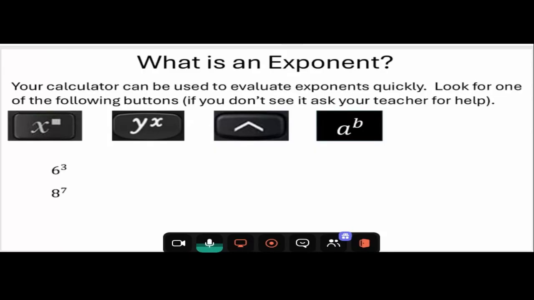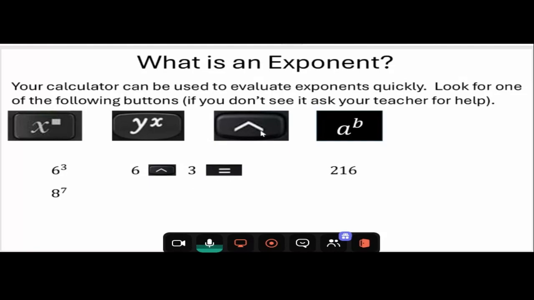So if we want to evaluate 6 to the power of 3, or 6 cubed, as we also say, then you type the 6, hit the power button, whichever one of those it is on your calculator, then the 3, then the equals button, and it should give you 216.